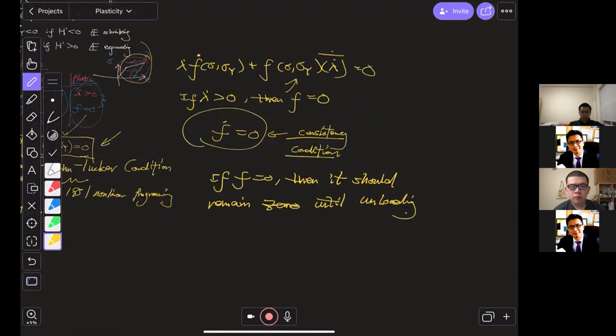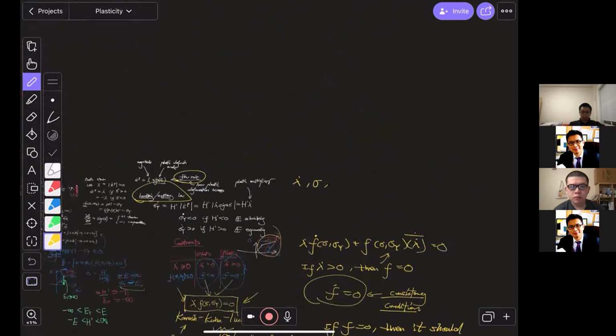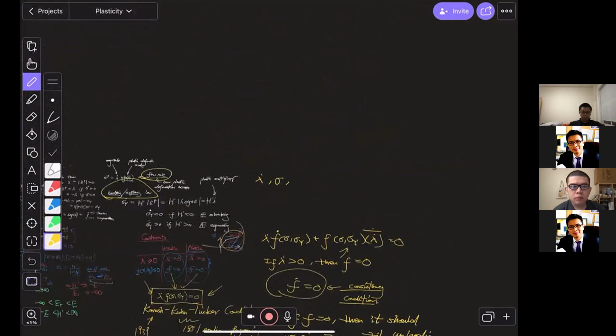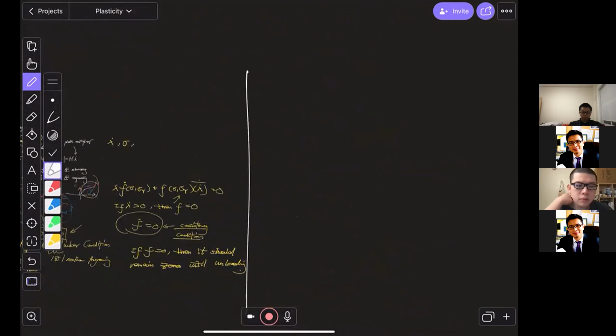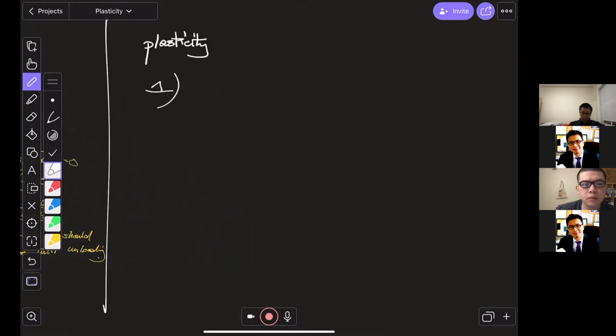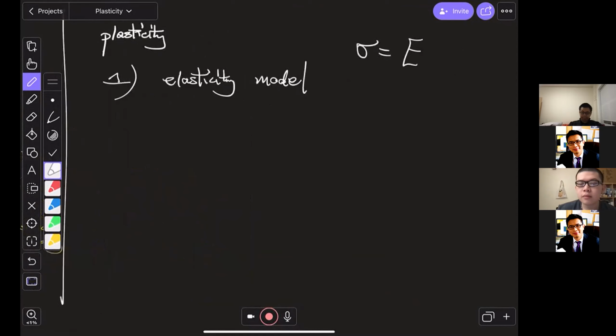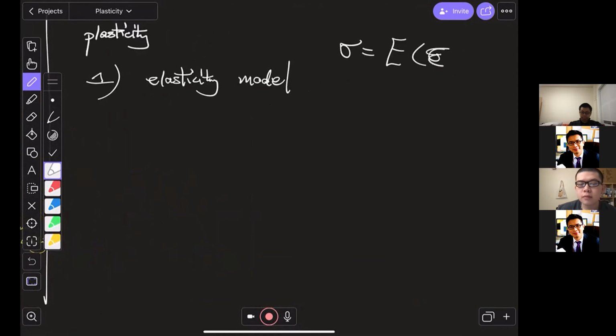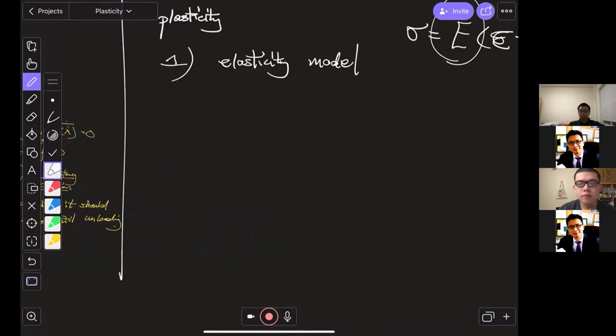Now, I just want to make a summary of this. So a plasticity model has the following ingredients. First, you need an elasticity model. That makes sense, right? Because your stress is equal to E times epsilon minus epsilon p. So without the elastic model, you cannot complete the entire formulation.